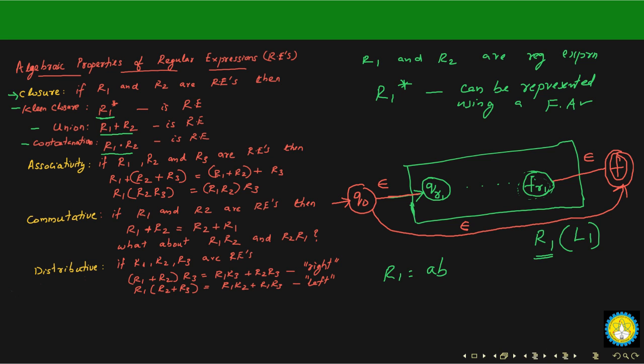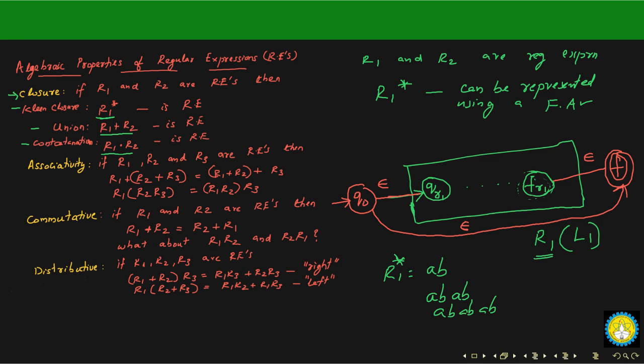Now let's say my R1 is the string AB. We are very sure that the automata that we started with is capable of accepting R1, so if the string is AB, it will surely accept that. That's how it was designed. Now, if I want to make it accept any number of repetitions of AB, such as AB, AB, AB, AB, then it is going to accept all the strings which are there in R1 star.